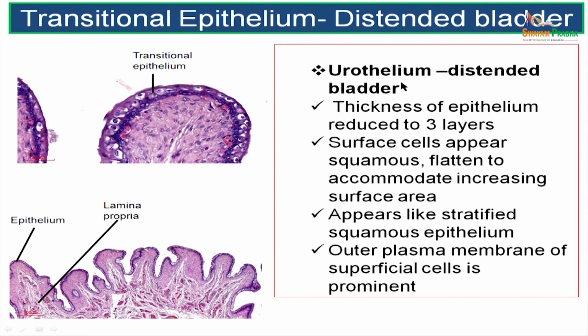What about the transitional epithelium in a distended bladder? When bladder gets distended with urine, the thickness of epithelium is reduced to 3 layers. The surface cells become flattened or squamous. Why? Because to accommodate increasing surface area. So, transitional epithelium in a distended bladder will look like stratified squamous epithelium, that is the surface cells are flattened. The plasma membrane covering the superficial cells is very prominent.